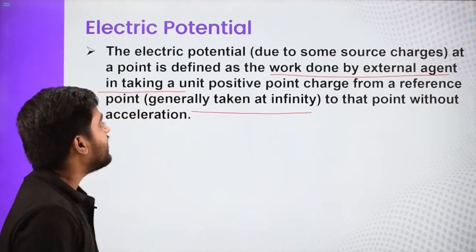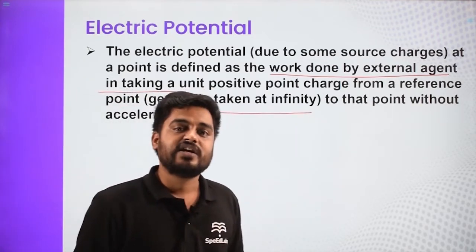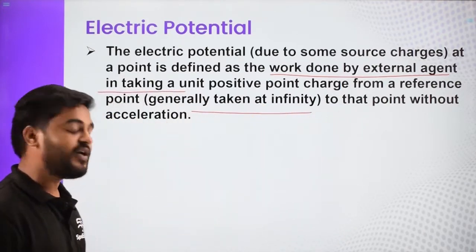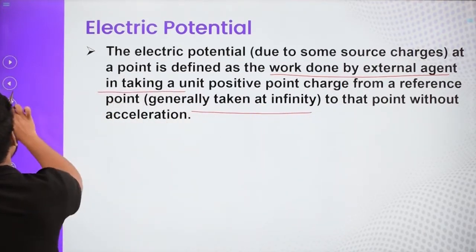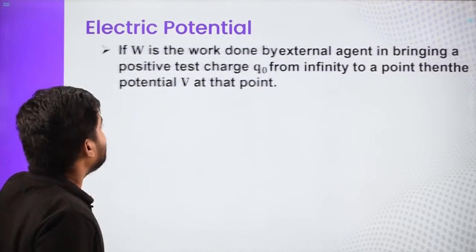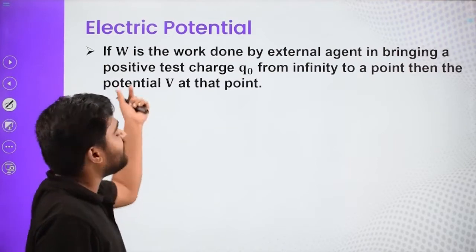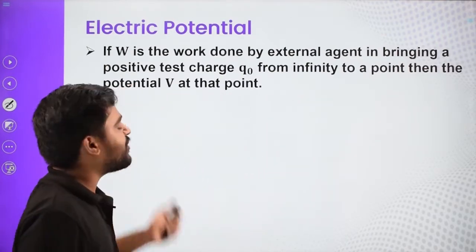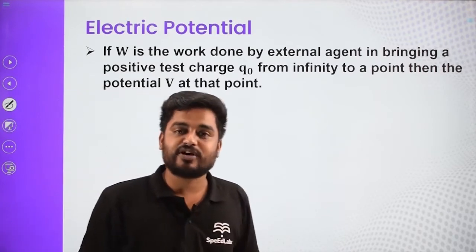So we'll say it is the work done per unit charge to bring that charge from infinity to that particular point. This is how we define electric potential at a particular point. Now let us say that we have done W work. If capital W is the work done by an external agent in bringing a positive charge Q naught. Q naught is our positive charge.